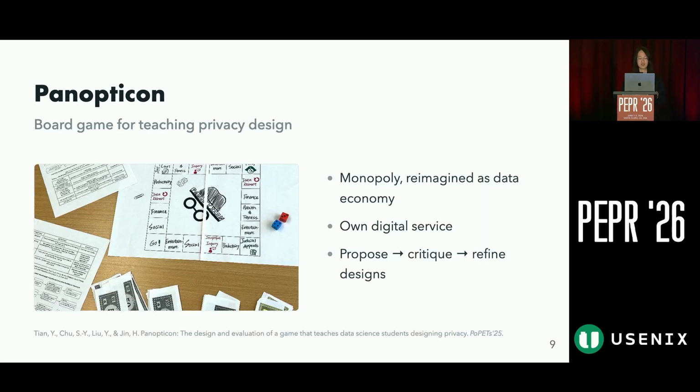Panopticon is a board game that teaches privacy design and can be used in classes. We're inspired by Monopoly and reimagine its financial system into a data economy. Instead of buying properties, the players actually own digital services, and their goal is to maintain their users' trust. In order to do so, they propose their privacy designs, critique others' designs, and over time, they iteratively refine their own designs.